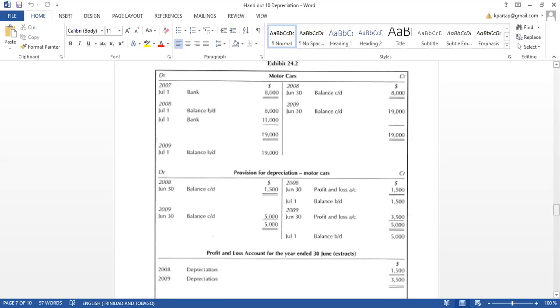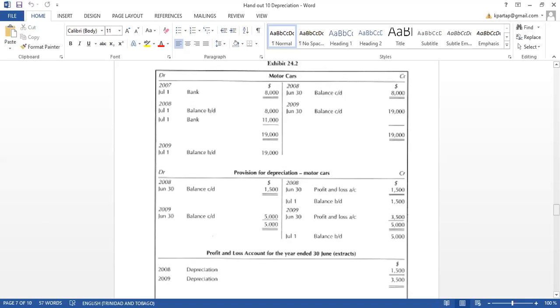Well, that 8,000. Okay, so they mix up the years there, right? So that should have been 2007. They carry it down 8,000 and then they bring it down 8,000 in 2008 on the debit side. In 2008, we buy another vehicle, this time $11,000. So we have the balance brought down from 2007 plus the new vehicle, bank 11,000. So the new balance carried down in 2008 was 19,000. And that again is brought forward now into 2009. So we have $19,000 worth in motor vehicles.